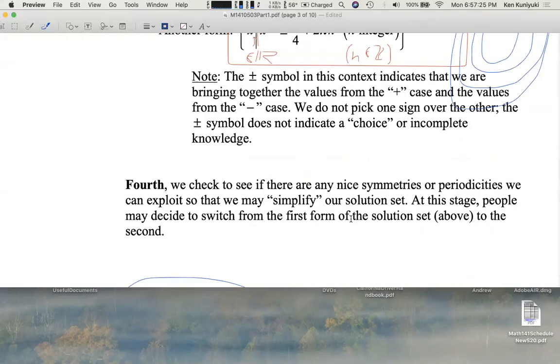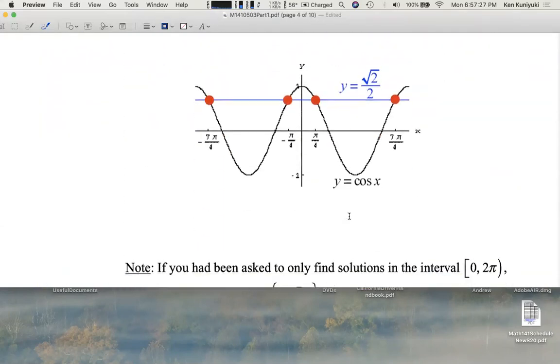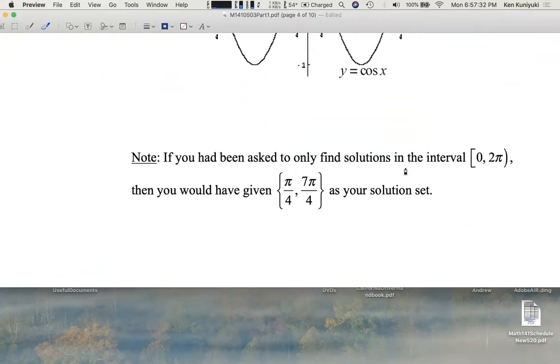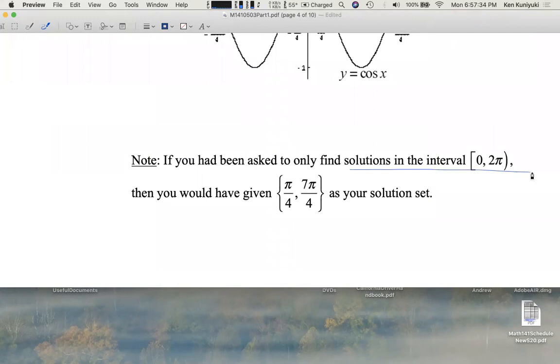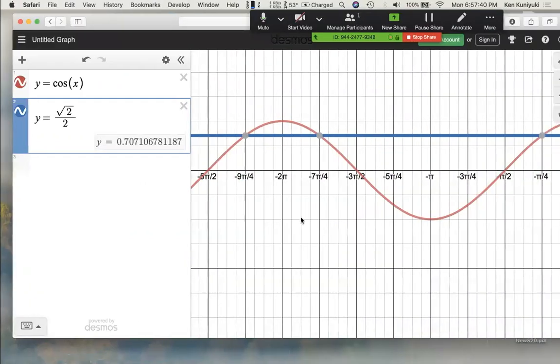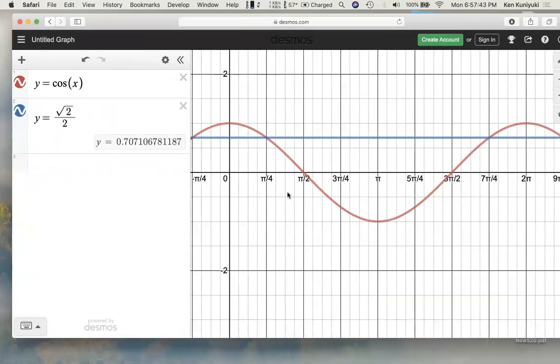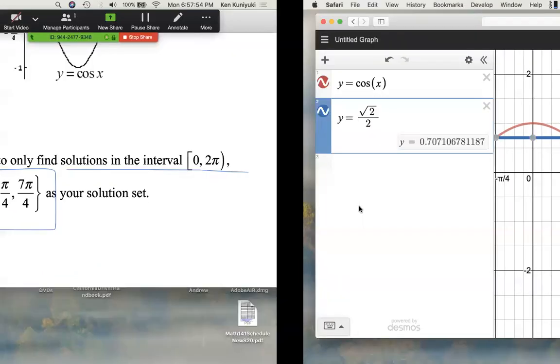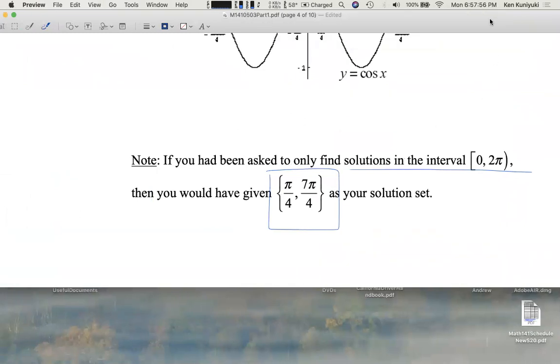So if I had asked you to solve that equation, either this one or the original one we had, only on the interval from 0 to 2 pi, then this would have been your solution set. It would have had exactly two solutions corresponding to the pi over 4 over here and the 7 pi over 4 over here, because we're only allowing solutions between 0 and 2 pi for x. Next up, we'll solve for more trig equations.